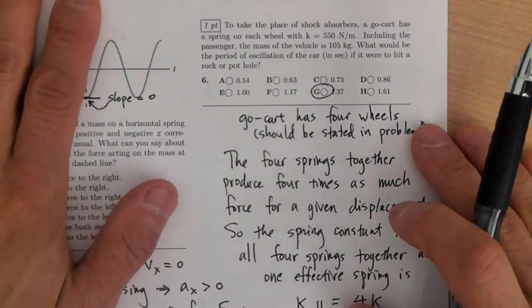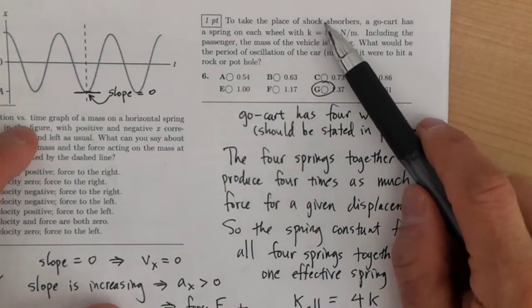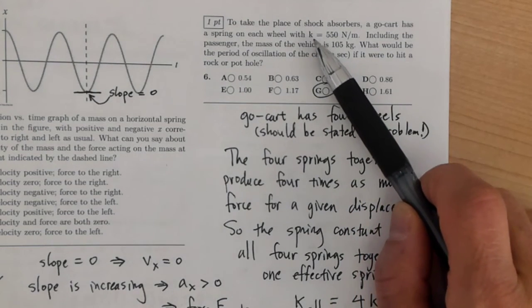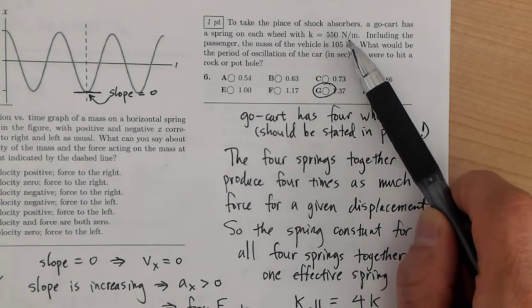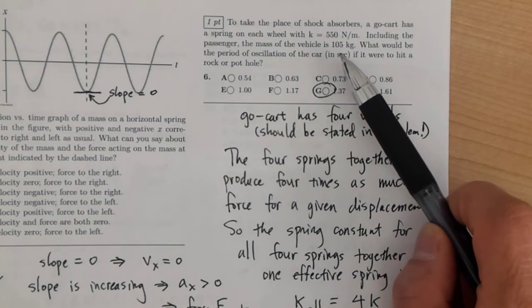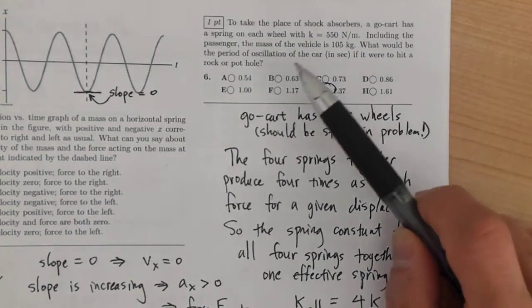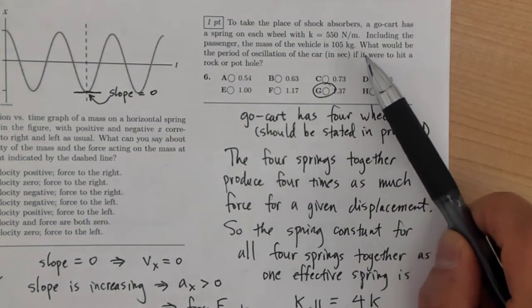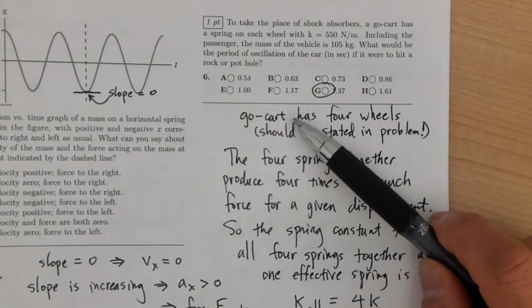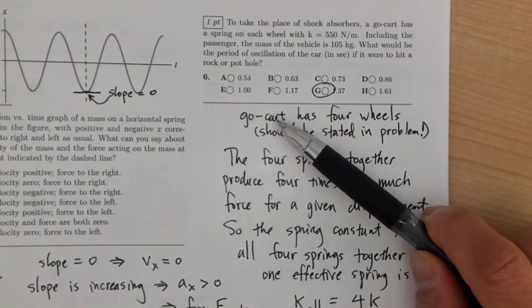Let's go on. To take the place of shock absorbers, a go-kart has a spring on each wheel with spring constant k equal to 550 newtons per meter, including the passenger. The weight of the vehicle is 105 kilograms. What would be the period of oscillation of the car in seconds if it were to hit a rock or pothole?